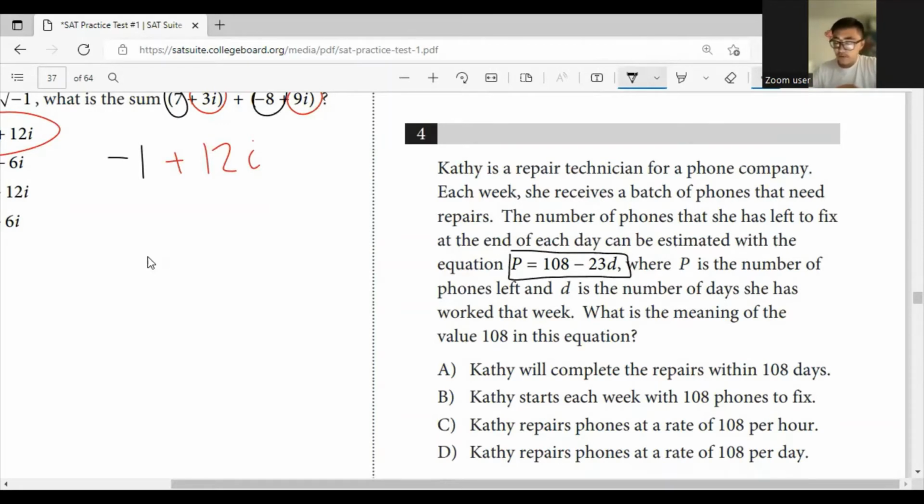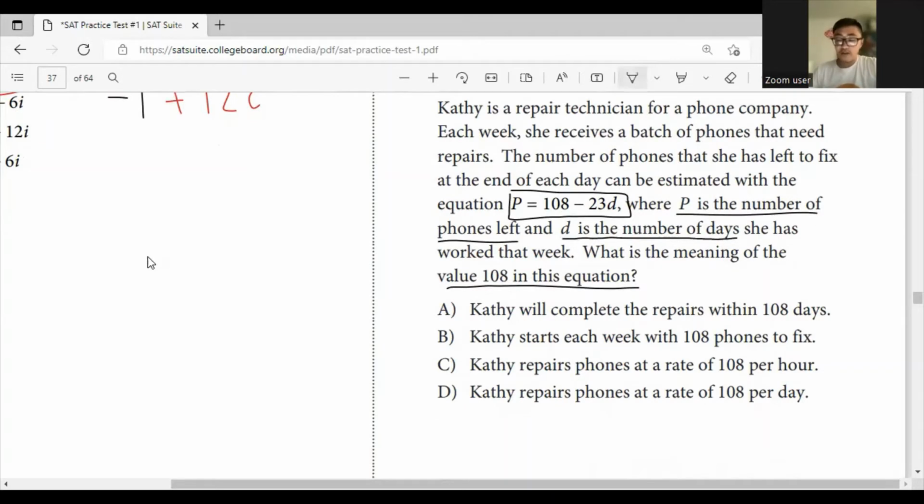Where P is the number of phones left, okay? It's a variable giving me information. And D is the number of days she has worked that week. And I just want to know the meaning of 108 in this equation. So I'm probably going to just use my answer choices to help me find the answer to this question. So what I'm going to do is look at A. Kathy will complete the repair within 108 days. That doesn't seem right, because if I set D to 108, say D is equal to 108, then I plug that into this equation, I'm just going to get some number that's negative, and I know P is the number of phones left.